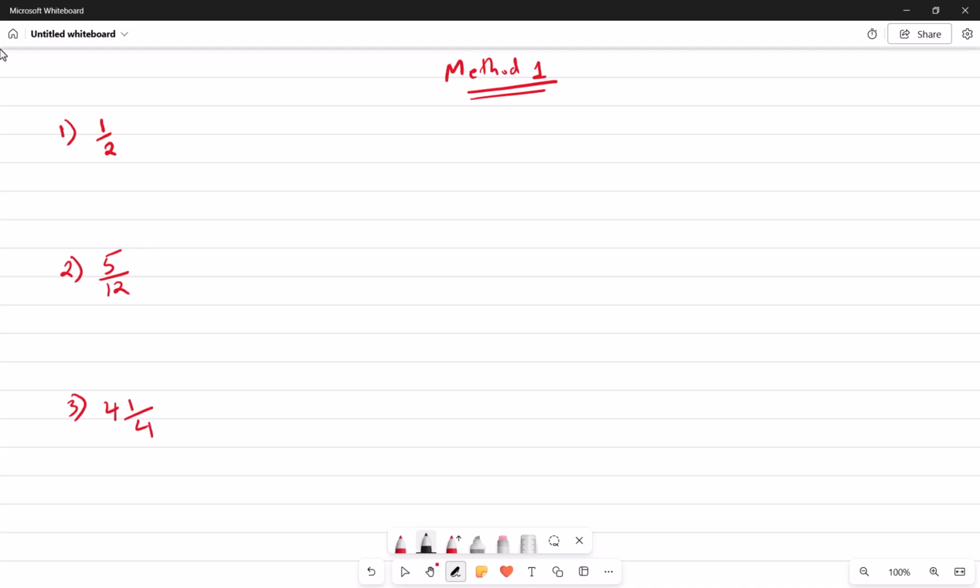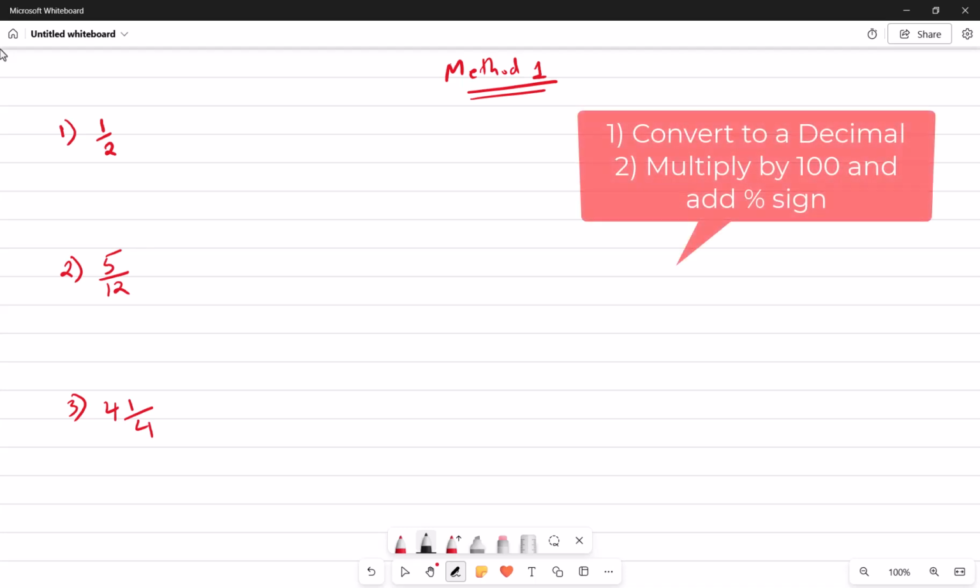So first we have 1 by 2. In our method 1, we are simply going to convert this to a decimal first and then multiply that by 100 to get our percentage. So what is 1 divided by 2? Since we can't divide 1 by 2, we add a decimal here and a 0 here. Now we can divide 10 by 2. 2 times 5 is 10, and the remainder is 0. So 1 out of 2 is 0.5.